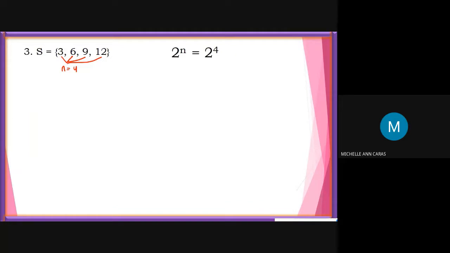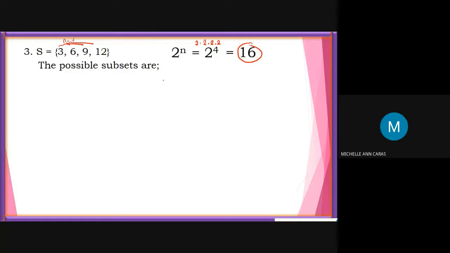Ano ibig sabihin sang 2 raised to 4? As I've said kaina, hindi mo i-multiply si 2 sa 4. Instead, i-multiply mo si 2 kaapat sa iya nga sarili. Ibig sabihin sini, 2 times 2 times 2 times 2, is equal to 16. So, ibig sabihin, si set S, meron siya sang 16 possible subsets. Okay, wait lang. I'm going to transfer this first sa taas, class, para makita ninyo gyapon.